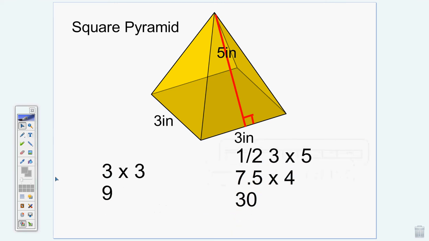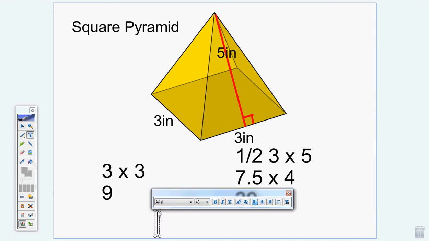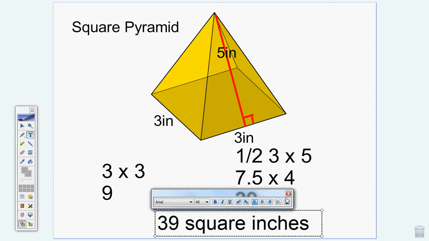Yep, I got it here, just a second. Equals 39. Again, I can write it different ways. Square inches. I can write it all out. 39 square inches is the surface area of that shape.